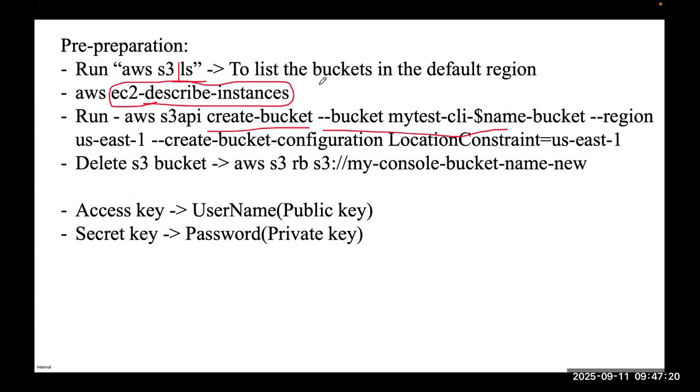Creating a bucket, but not from the AWS CLI, but from the AWS console. Okay, deleting an S3 bucket. It is: aws is a command, s3 is a service, rb is a command to delete a bucket, and this is a bucket name. Like that, you are supposed to understand how it works from the CLI.